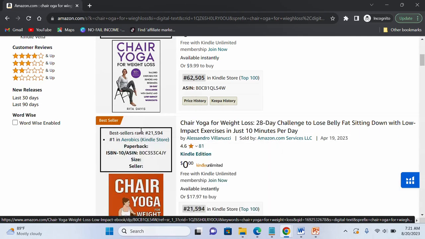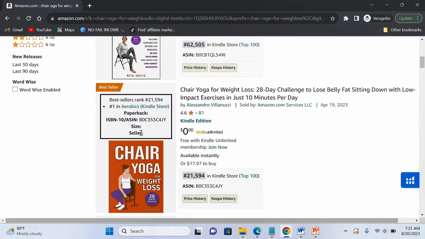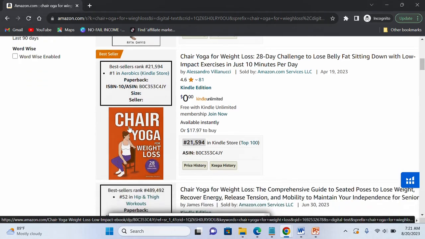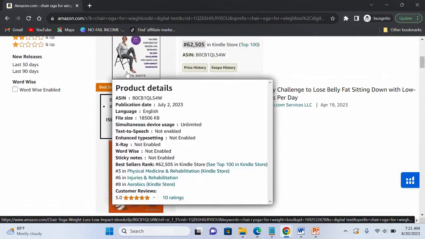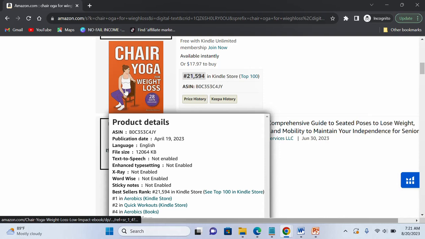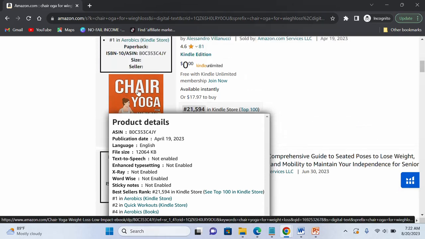Okay, so now the next thing we are going to look at is this particular book also. Look at it now. The book title is Chair Yoga for Weight Loss, which is boldly written. You can see it here. With this particular book, including the 28 days challenge, this is the author's name. This is another image on this particular book. So all books on this particular title have a relatable image, an image that is related to the book title.